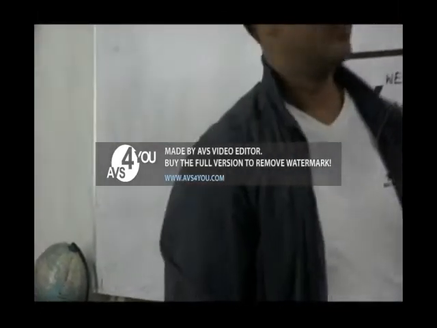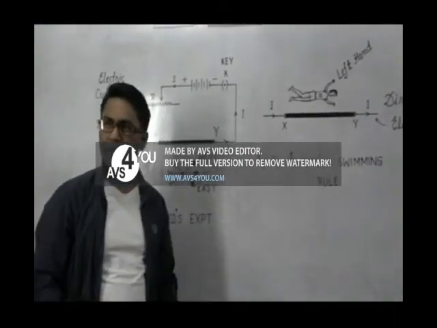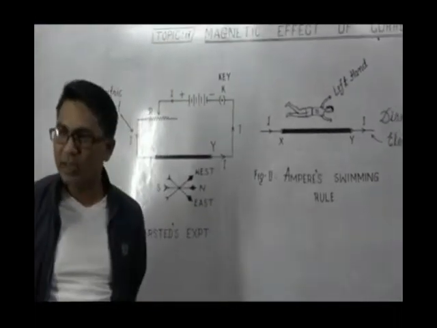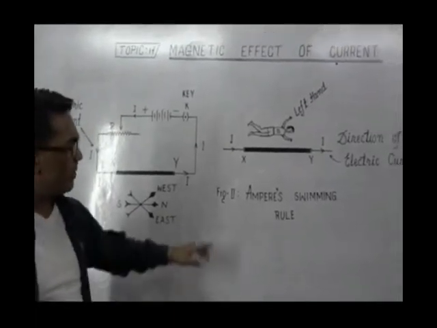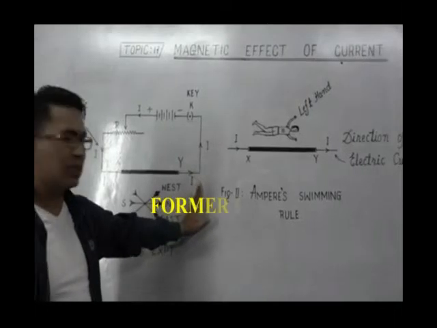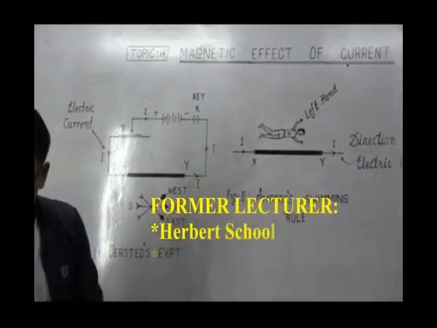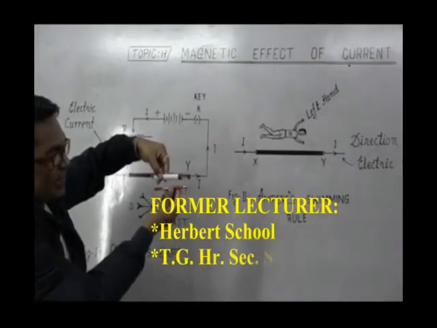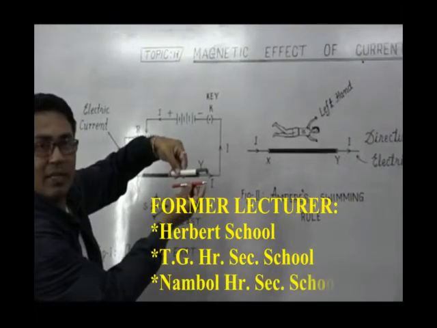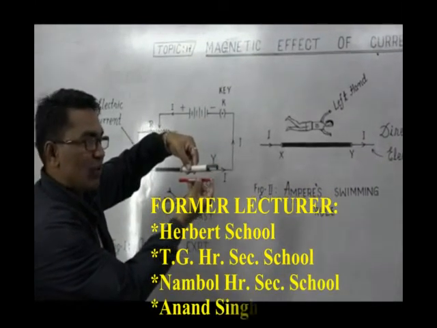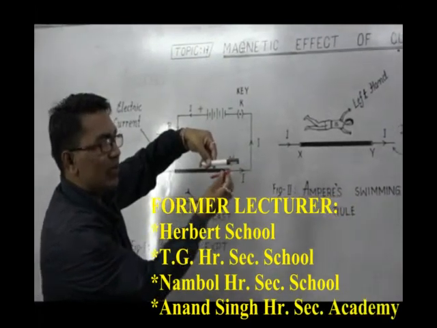Then the needle deflects when the conductor is placed near it. The needle, the north pole of the compass needle, deflects east or west depending on the direction of the current.